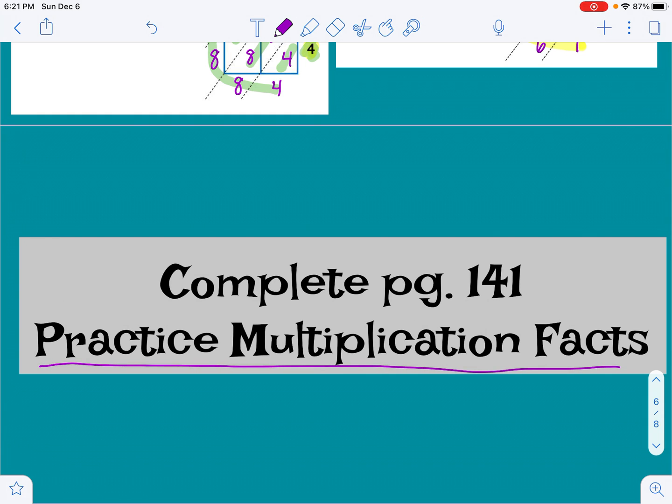You can see with this multi-digit multiplication, it's challenging if you don't know your facts, but if you know your facts up to 12 really well, it makes these methods and these strategies a lot easier to do.